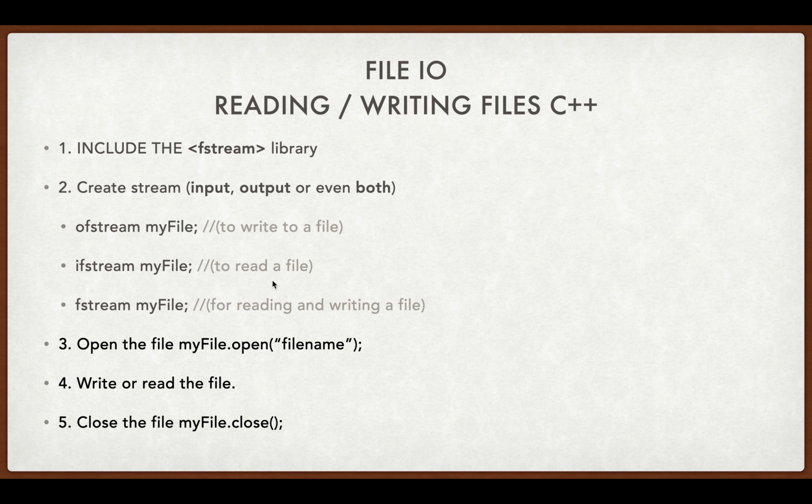Also, it's important to say that you need to have permissions. So we're going to see later in the video how to change permission from the terminal, and if permissions do not allow C++ to read or write, it's not going to happen. So the third step is to open the file with myfile.open and the name of the file. This open method works for all three of the classes. Then we proceed to write or read, and finally we can close myfile, the name of your file, dot close.